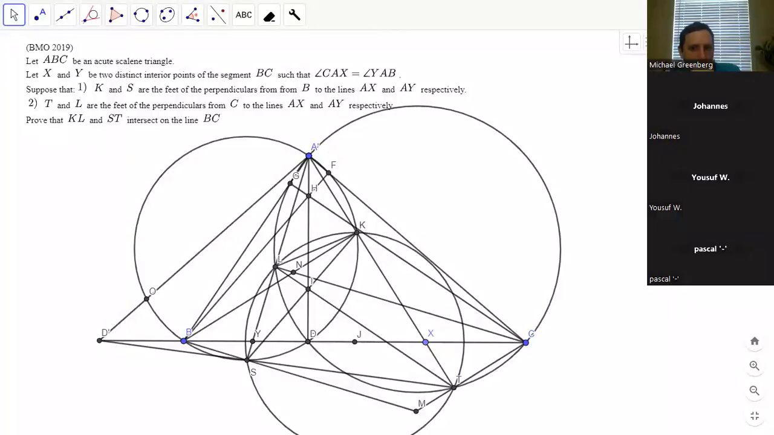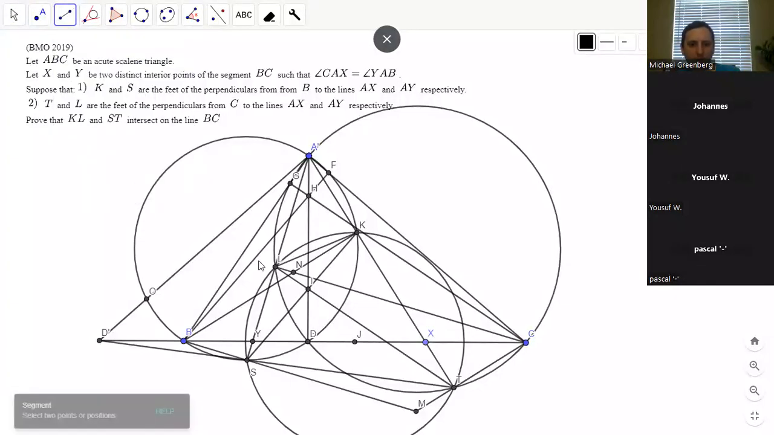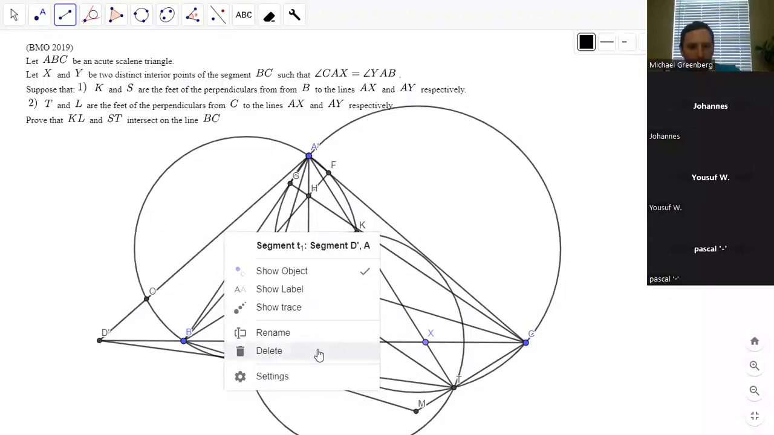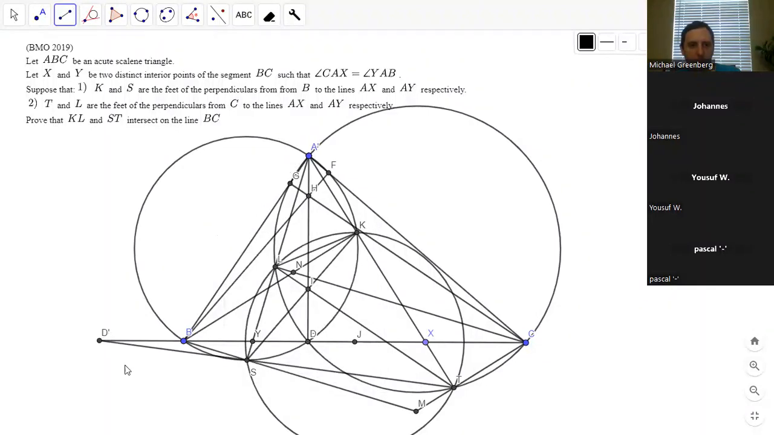Yeah, so can you let KL and TS intersect? KL and TS, yeah, so they would intersect on BC. I mean, we're trying to show they intersect on BC, right? Yeah. So I could intersect them, but then I would need to hide this. Well, do you want me to do that? As you wish.